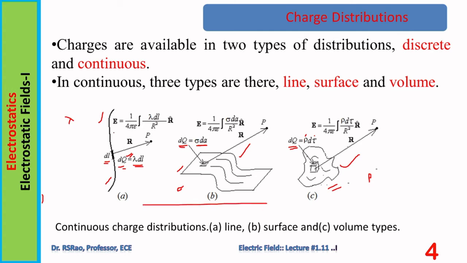Here are shown field intensity expressions, three expressions for the three charge distributions. First one is for line charge distribution. It is E equal to 1 by 4 pi epsilon integral lambda dl by r square r cap. Then E equal to 1 by 4 pi epsilon integral sigma dA by r square r cap. Similarly, this is for volume charge distribution. Now we move further to derive these three expressions.